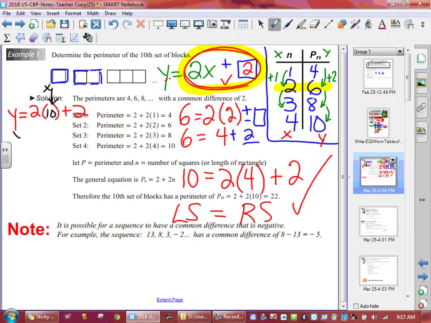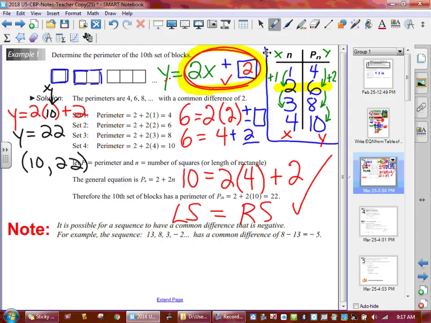So how big is 2 times 10? 20 plus 2 more? 22. So this is a coordinate point, you guys. They told us the x number is 10. We got a y number of 22. That means on the graph, that is at 10, 22. That's what that means. Okay?